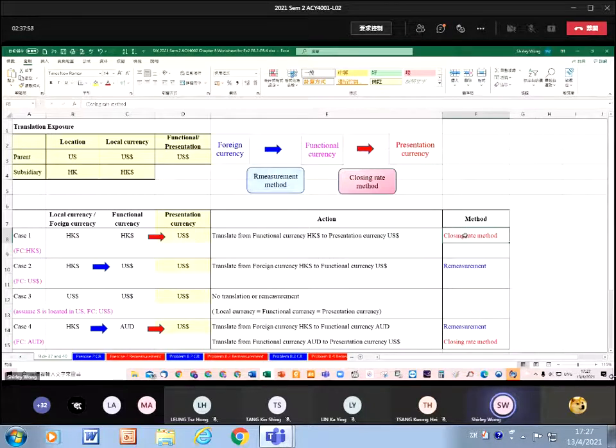Closing rate method. And then in case 2. If the Hong Kong company chooses US dollar as the functional currency, and then presentation currency, they have no choice, is US dollar, but their local currency will become foreign currency. It should be Hong Kong dollar.